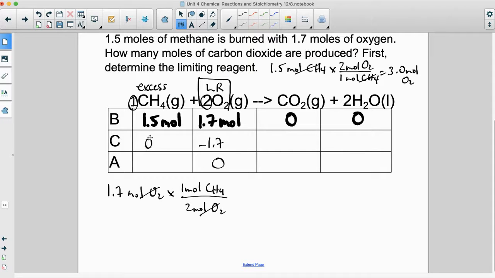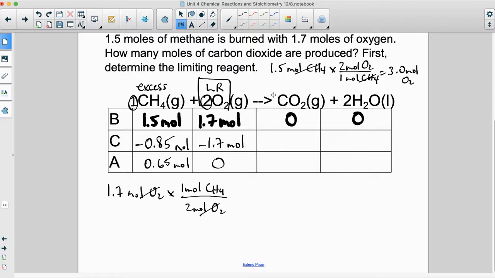That will give us 0.85 moles. Let's put in our units here. And then this will be negative because we are losing reactant, and that will give us 0.65 moles.